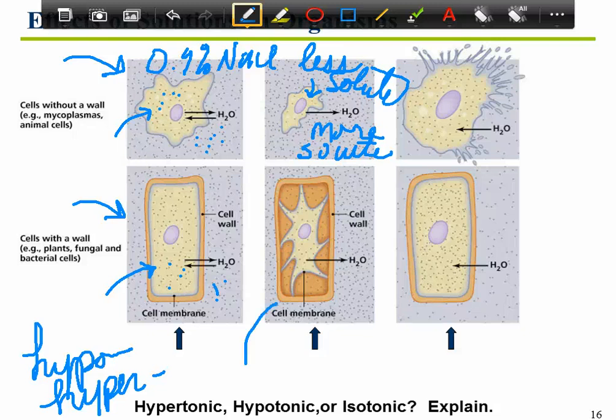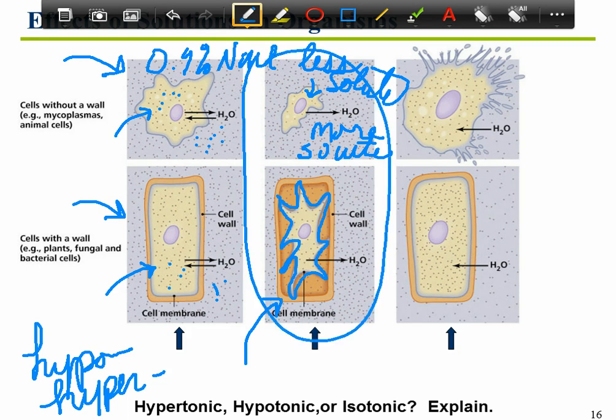Here's a bacterial cell in the same scenario, and again, look at the cell plasma membrane. It's this thing right here. And notice that it's pulling away from the wall. Alright, the cell is shrinking. So these two scenarios show you dehydration of the cell.